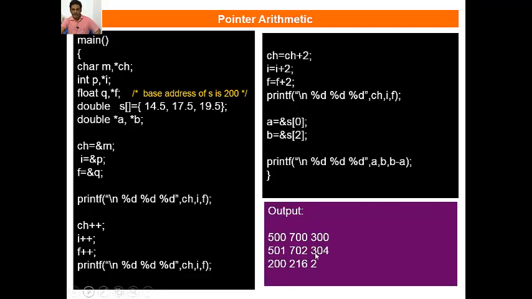For CH plus 2, CH is already 501. If we add 2, it is 503 only, because each location has only 1 byte. I is 702. If we add 2 to 702, it moves 2 locations, that is 706. Add 1 gives 704, so add 2 gives 706. For the float, F is already 304. If we add 2 to 304, it is 312. The next location of 304 is 308, and the next location of 308 is 312. Because it is a float, we add 4 bytes, so it moves 2 locations. So 304 plus 2 locations means 312.